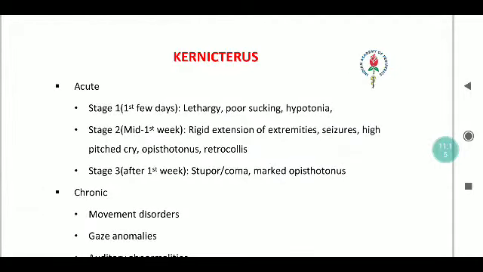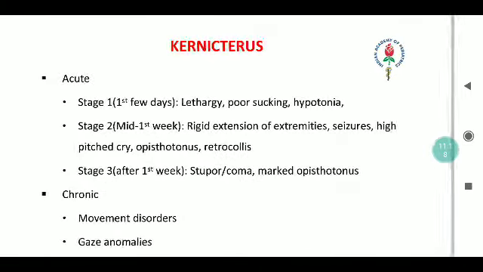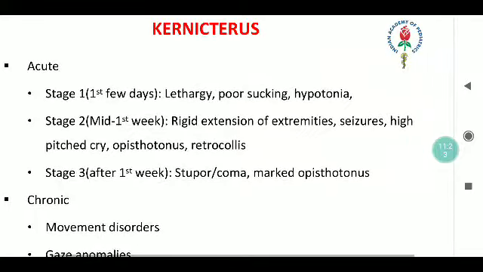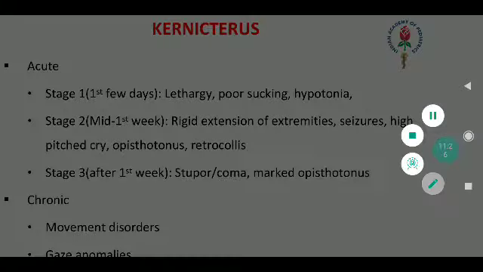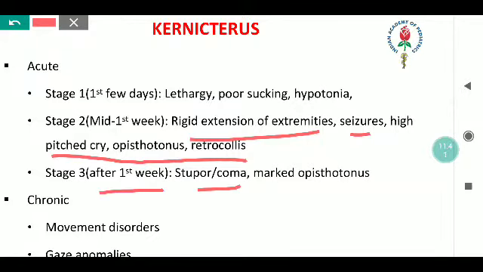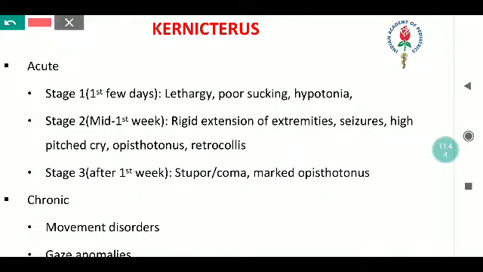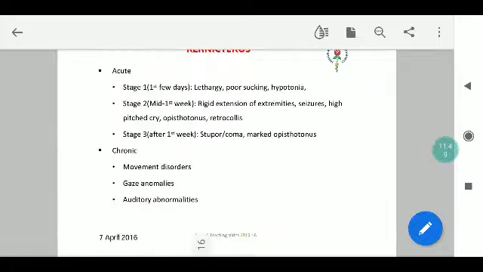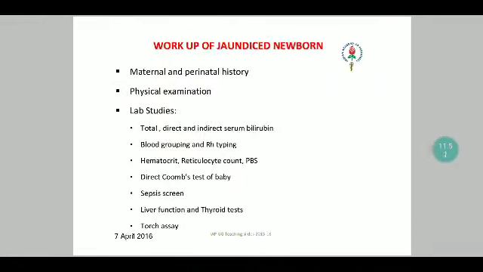Now, if we classify kernicterus into acute and chronic, we'll consider acute kernicterus first. Stage 1 will last for a few days, with lethargy, poor sucking, and hypotonia. By the mid of the first week, it will go into stage 2, where there will be a rigid extension of the extremities. It can go on to seizures, high-pitched cry, opisthotonus, as well as retrocollis. And stage 3 after the first week, where the presence of stupor, coma, or marked opisthotonus will occur. In chronic kernicterus, it can go on to movement disorders, gaze abnormalities, as well as auditory abnormalities, and can even lead on to mental retardation.